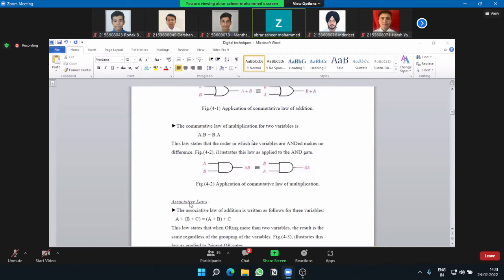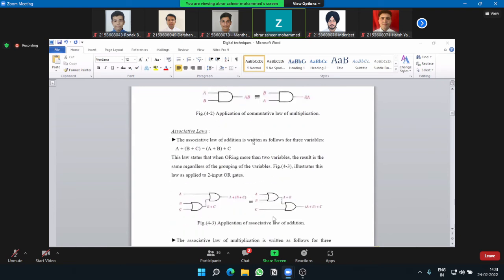Next, we are having the associative law. Associative law of addition is what? A plus in bracket B plus C is equal to A plus B in bracket plus C. Here we have done it by using the logic gates.